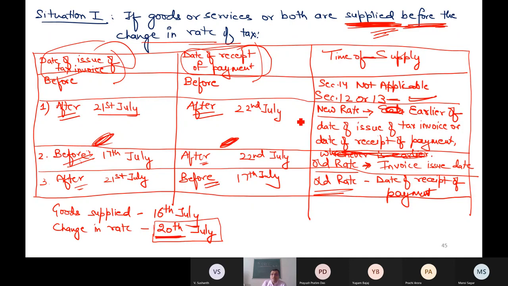Now, if goods and services were supplied before, and if I have assumed all other two events are also before, then you cannot apply section 14, because to apply section 14, out of these three, all the three cannot be at the same period, before or after. There has to be some conflict, or you can say opposite. If two are before, one should be after. If one is before, two should be after. This is how you can apply section 14.